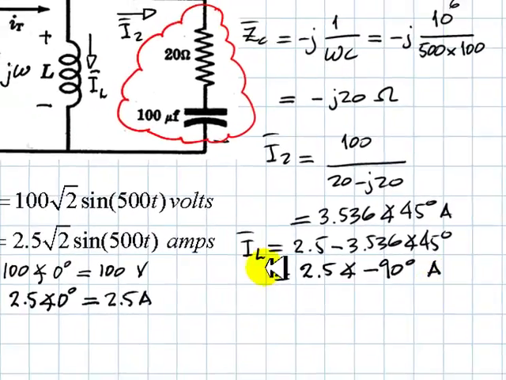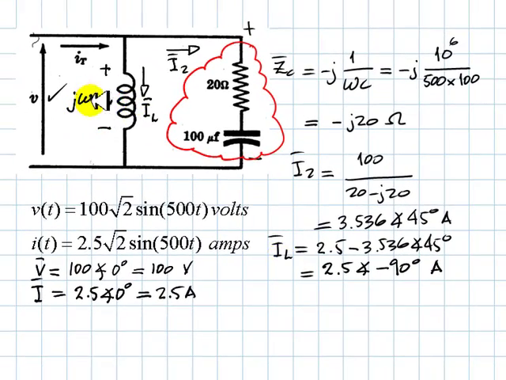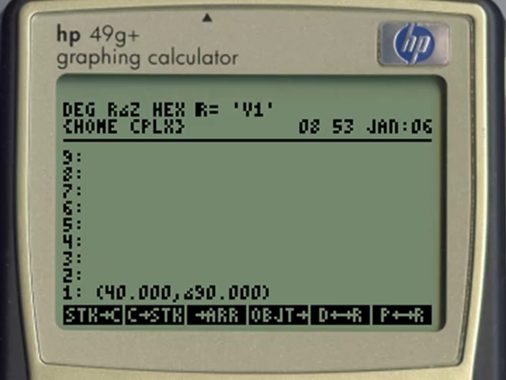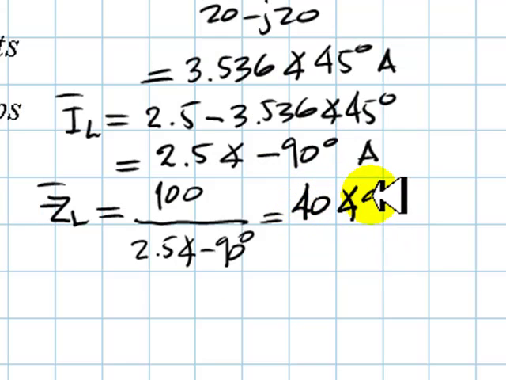And we are ready to use Ohm's law to determine first the impedance of this inductor, and then we will divide by j omega to obtain the inductance. The impedance of that inductor is the voltage across, which is 100, divided by the current through the inductor, 2.5, with negative 90 degrees. We go to the calculator. 100, enter, swap, divide. That is the impedance of that inductor, 40 ohms with 90 degrees. In other words, it's j40 ohms.